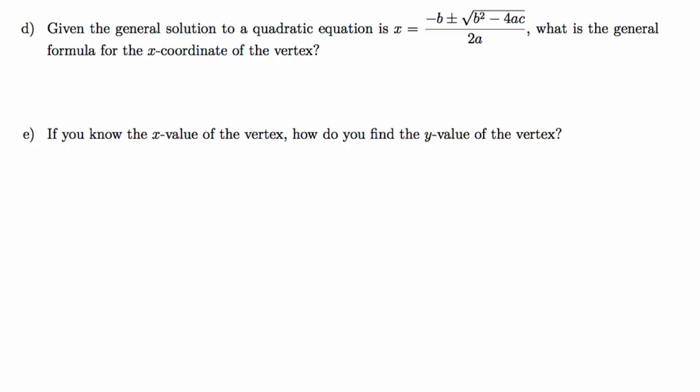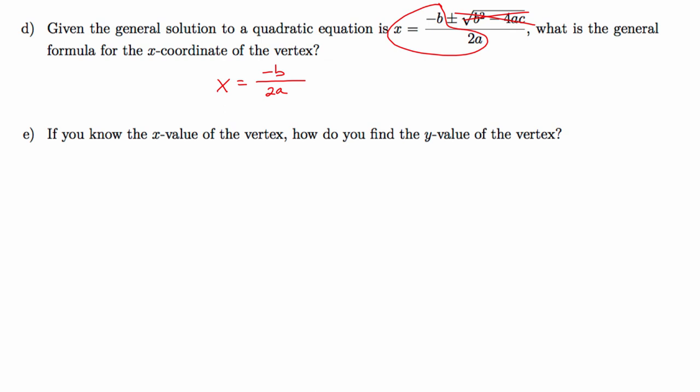So taking this to a more generalized situation, in part D, given the general solution to a quadratic equation is x equals the opposite of b plus or minus the square root of b squared minus 4ac all over 2a, what is the generalized formula for the x-coordinate of the vertex? The generalized formula is everything from the quadratic formula minus the plus or minus radical component. So I can always find the x-coordinate of the vertex using the formula x equals the opposite of b over 2a. That essentially gives us the center of the graph.